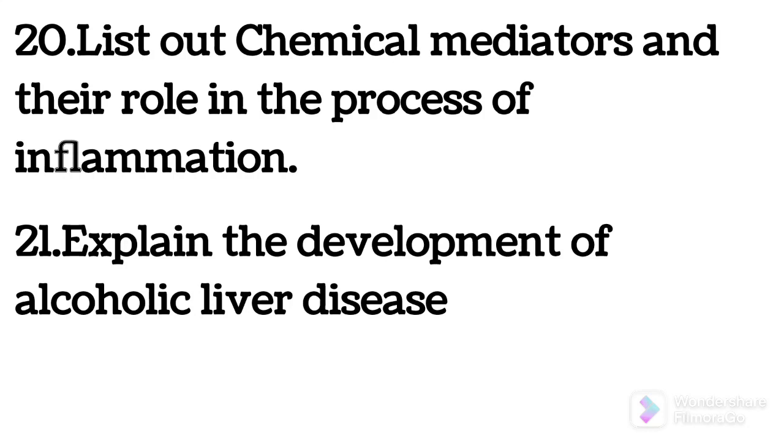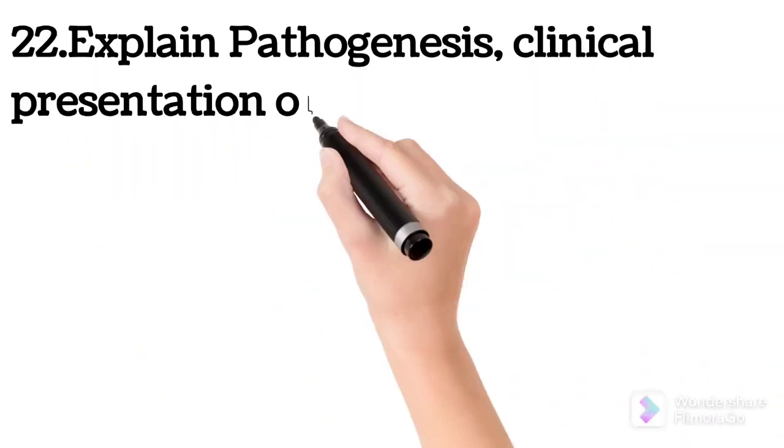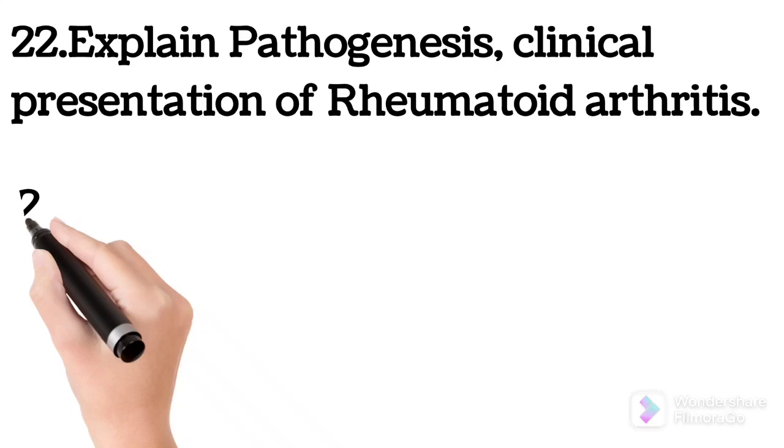Explain the development of alcoholic liver disease. Yes, very important one. See, here they have asked the question development, but you have to write what is this alcoholic liver disease. Development is nothing but pathogenesis. You write that, then you write symptoms, causes, explain the pathogenesis.